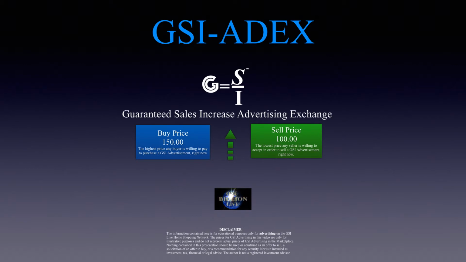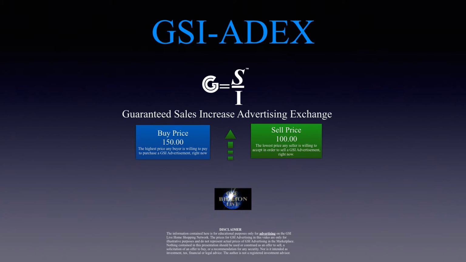Now let's get started. So you want to buy an ad on the GSI Live Home Shopping Network. Well, your first step is to go to 1billionlive.com and visit the GSI Ad Exchange. Once you're there, you will see a green box on your right. That's the sale price. The lowest price any seller is willing to accept in order to sell a GSI advertisement right now. You'll see the sale price in this tutorial is $100.